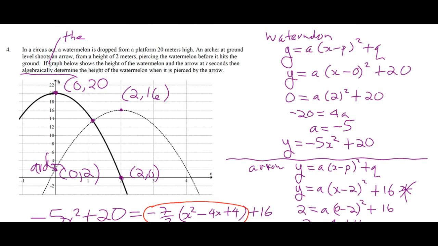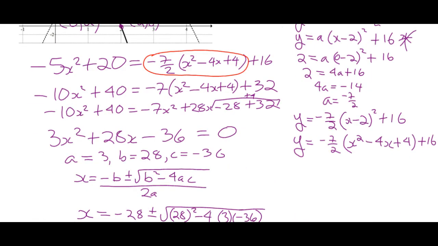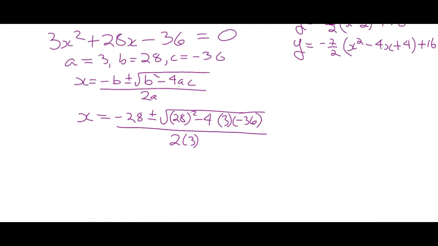What was the actual question? Then algebraically determine the height of the watermelon when it is pierced by the arrow. So we're going to find x. We're going to substitute that into either equation to get y, right? By this time it's like, what are we even doing?